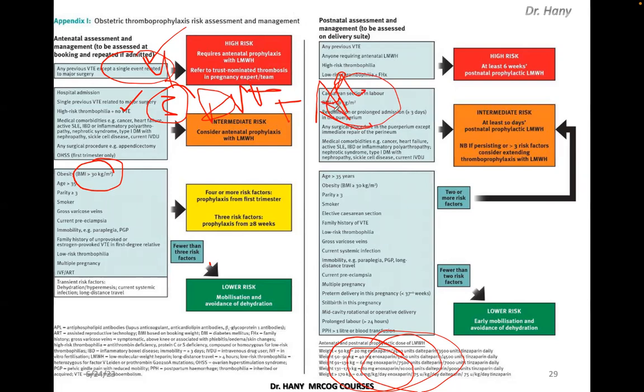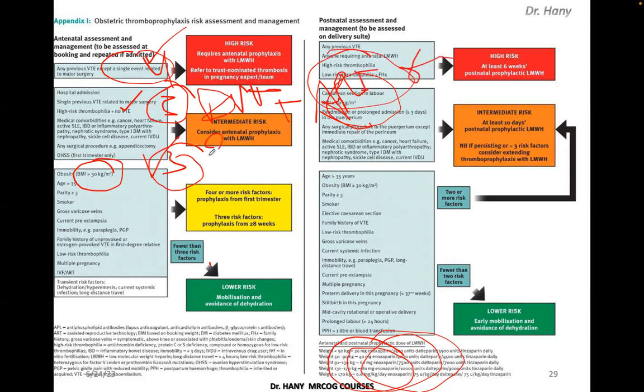Okay. And the factor V Leiden deficiency? Is it heterozygous or homozygous? If heterozygous, then we will score 1, and if homozygous, we will take it as high risk thrombophilia, so I will consider 3 antenatal from 28 weeks and 6 weeks postnatal. But if heterozygous with family history, then it will change. It's low risk thrombophilia plus 6 weeks postnatal.